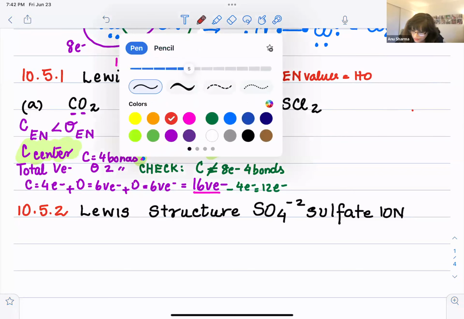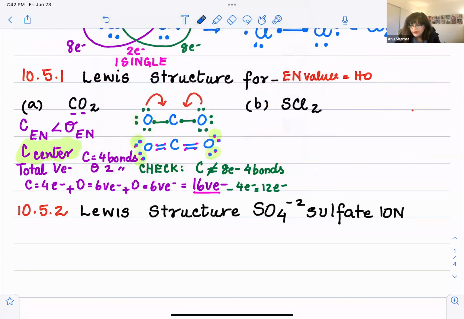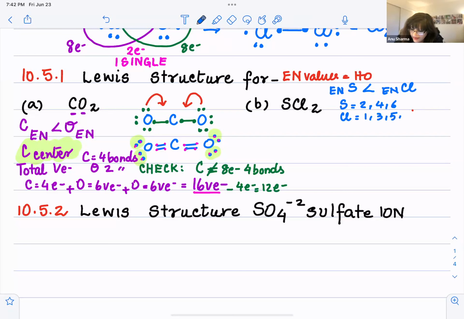All right, now we are looking at sulfur. The electronegativity of sulfur is lower than the electronegativity of chlorine. In other words, chlorine has a higher electronegativity. Besides that, sulfur can make 2, 4, and 6 bonds. This also is in the handout, so refer to that. And then chlorine can also make 1, 3, 5, and 7 bonds.